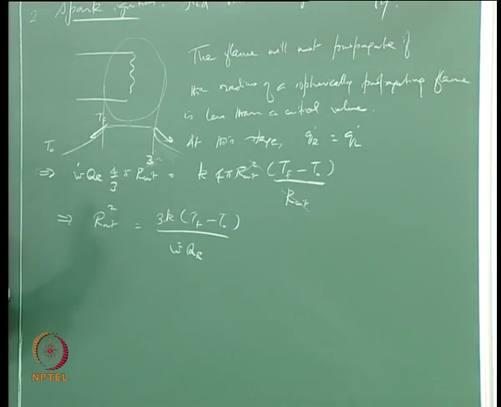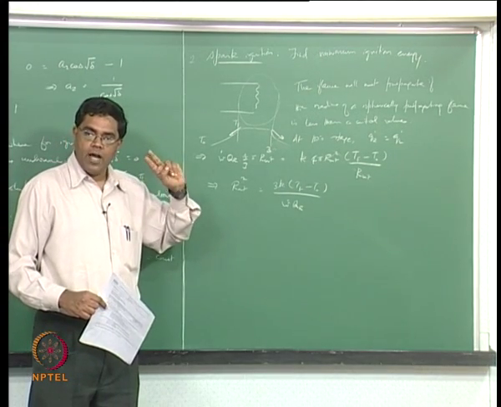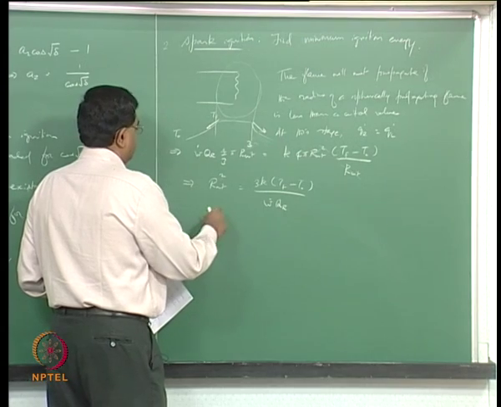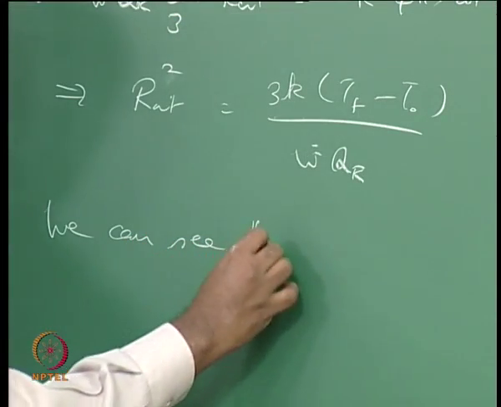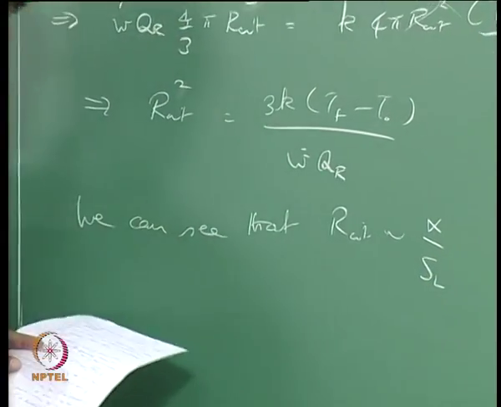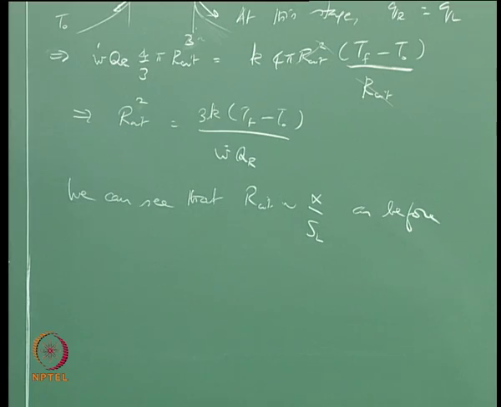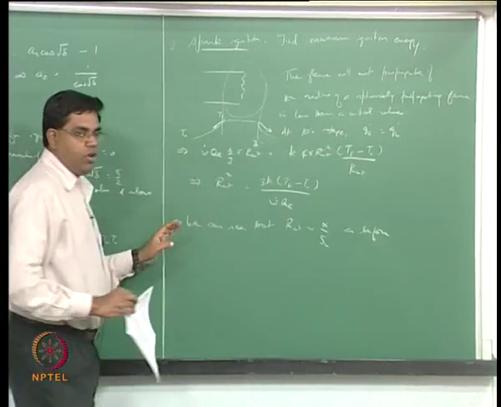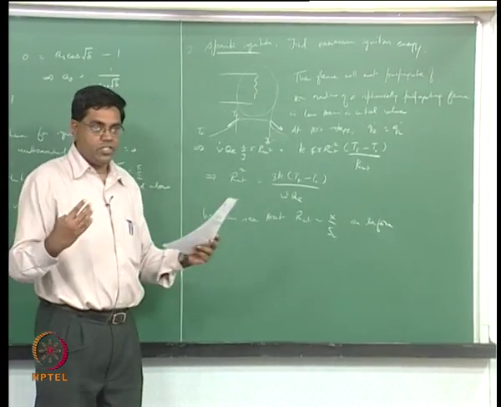So r_crit squared is equal to alpha divided by W dot. Similarly, we also had S_L squared equal to alpha W dot. So if r_crit squared goes as alpha divided by W dot, and S_L squared goes as alpha W dot, then we can directly see that r_crit goes as alpha over S_L, as before, as during quenching. Now I want to caution you that you have a number 3 here that is coming from the volume to surface area consideration, but in reality we do not have this kind of number, it is more than that. And I'll point out that this was related to the penetration distance yesterday when we were doing ignition.